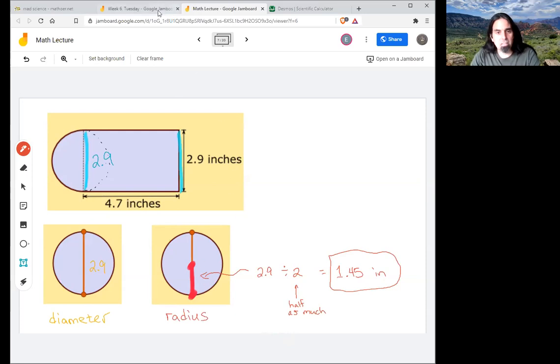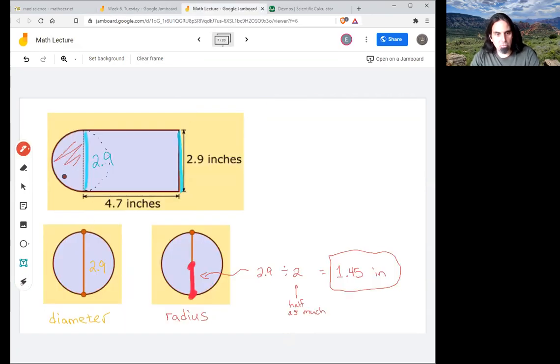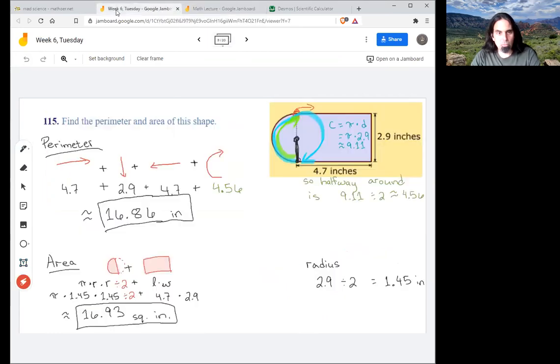That's the radius. Then we said that the area of the whole circle would be pi times r times r. So we plug that in. And then we have it divided by 2 because we don't have the whole circle. We just have this half of it. Okay. So that's where that red divided by 2 comes in, because we're only having half of the circle stuck on.